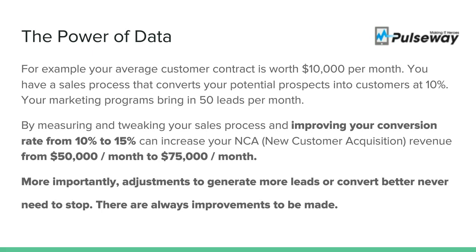By measuring and tweaking your sales process and improving your conversion rate from 10 to, say, 15%, it's a small tweak, an improvement of 5%, that can increase your NCA, which is your new customer acquisition revenue, from $50,000 to $75,000 per month, just based on a small tweak within your process that yields results.